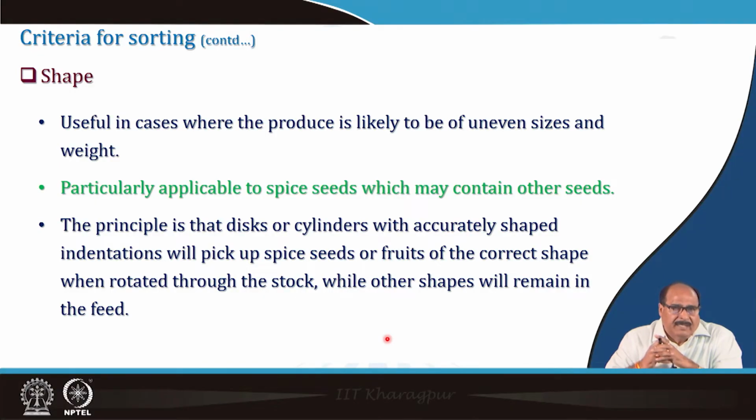Then shape is another criterion used to sort fruits or vegetables. It is useful in cases where the produce is likely to be of uneven sizes and weight. It is particularly applicable to spice seed, which may contain other seeds. The principle is that discs or cylinders with accurately shaped indents will pick up the spice seed or fruits of the correct shape when rotated through the stock, while other shapes will remain in the feed.